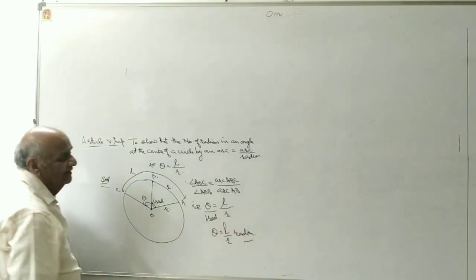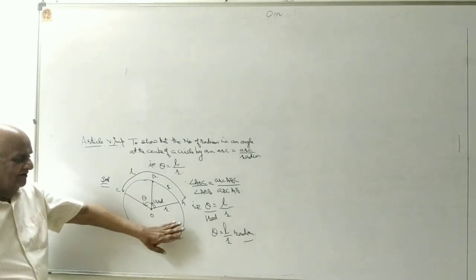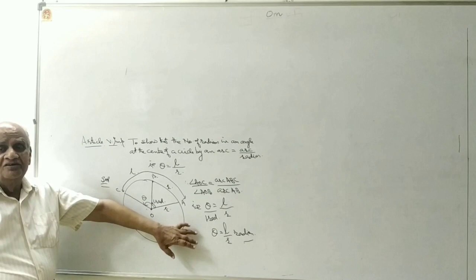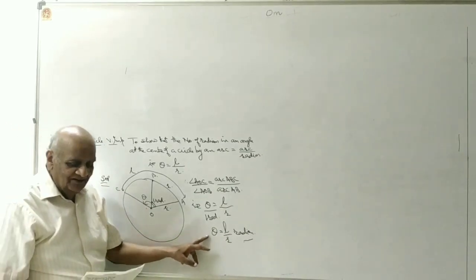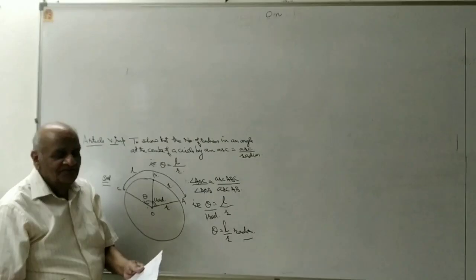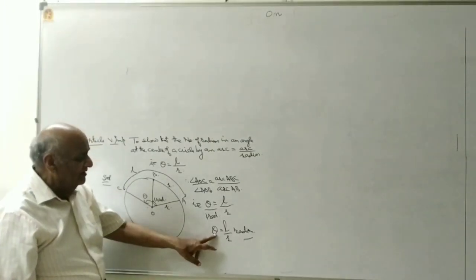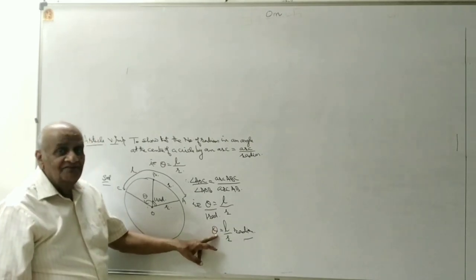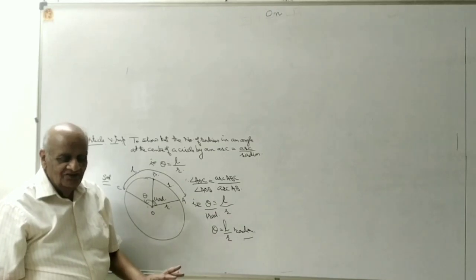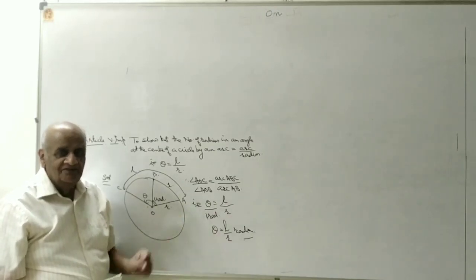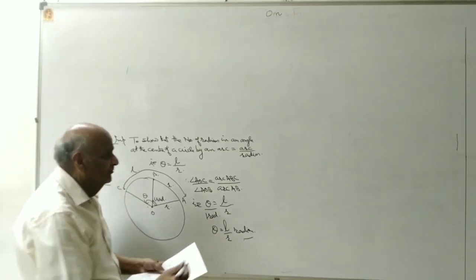Here the main point to be noted is that L and R may be in meters or in centimeters, but theta will always be taken in radians. This is the main condition: when you apply this formula, theta must always be in radians. L and R may be in meters or in centimeters. Now, based on this, I put up a question before you.